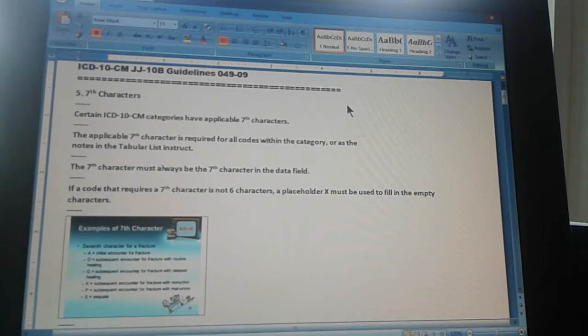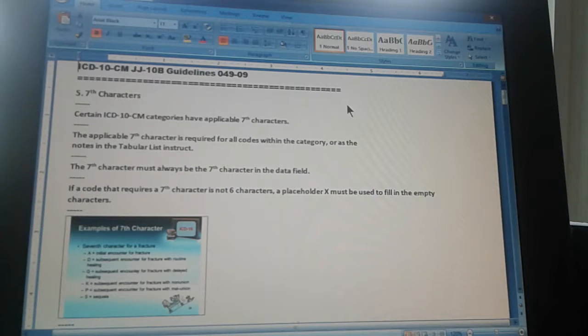Seventh characters. The structure is characters 1 through 7. So we're going to study a little bit about the characteristics of the 7th character. Certain ICD-10-CM categories have applicable 7th characters. The applicable 7th character is required for all codes within the category, or as the notes in the tabular list instruct. You read the notes at the beginning of the category, and there's usually a table there.